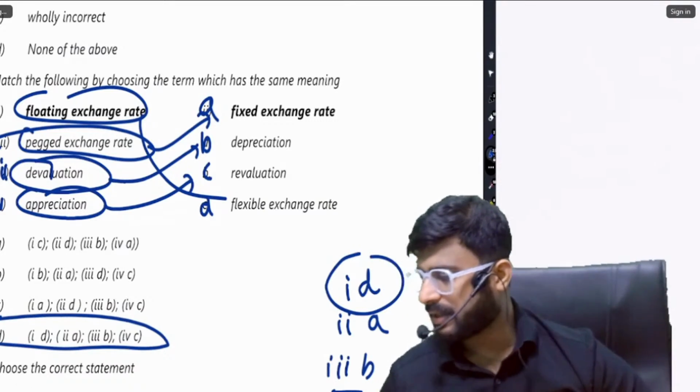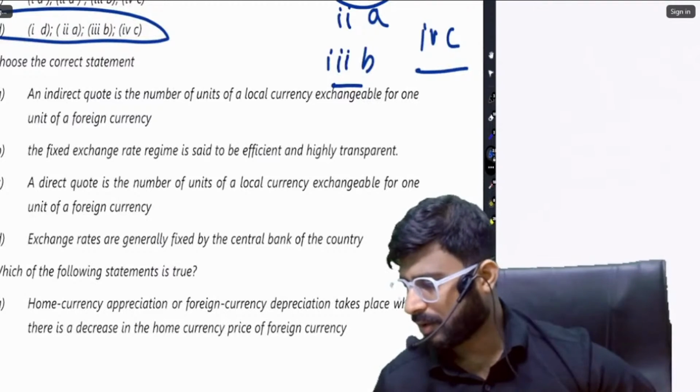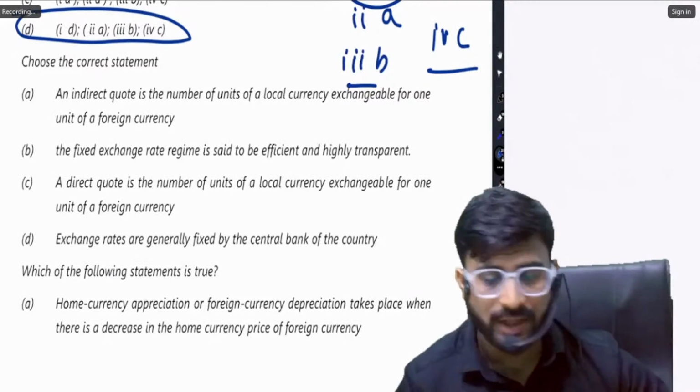Hopefully it's clear, everybody. Moving on. Let's see the next one, number 5.